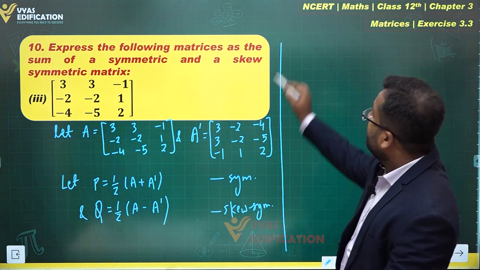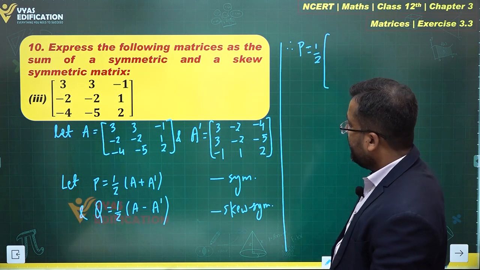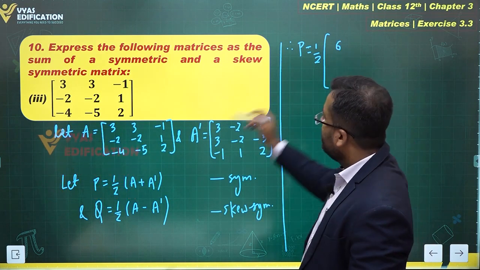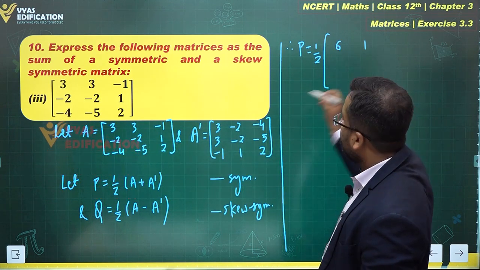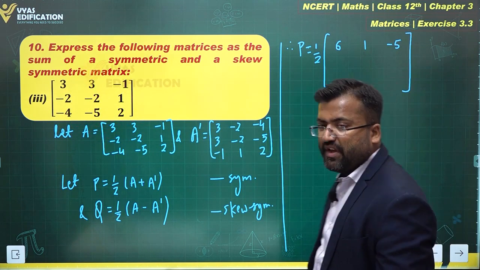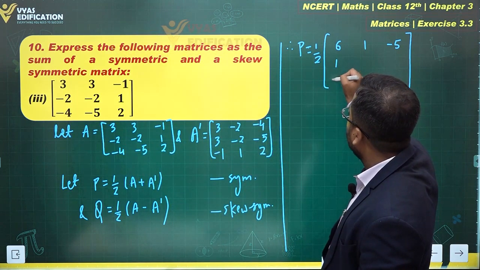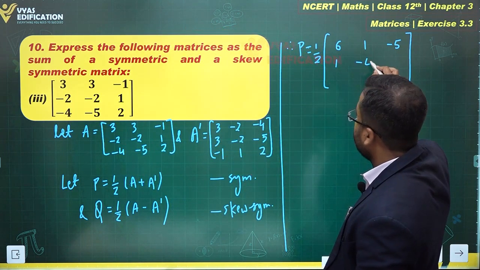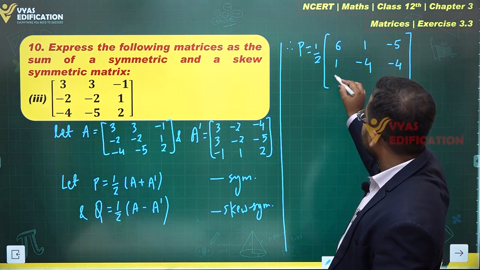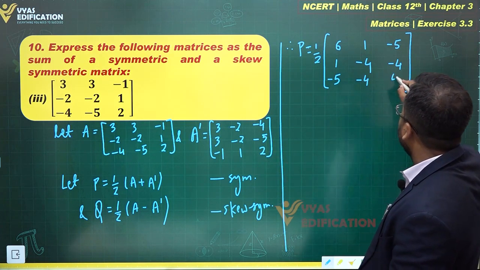Therefore, P is half of the sum of these two matrices. Let's find the sum of these two matrices. 3 plus 3 is 6. 3 minus 2 is 1. Minus 1 minus 4, the sum is minus 5. That's what we have. What next? Minus 2 plus 3 is 1. Minus 2 minus 2, the sum is minus 4. And 1 minus 5 is minus 4. Next, minus 4 minus 1 is minus 5. Minus 5 plus 1 is minus 4. 2 plus 2 is 4.